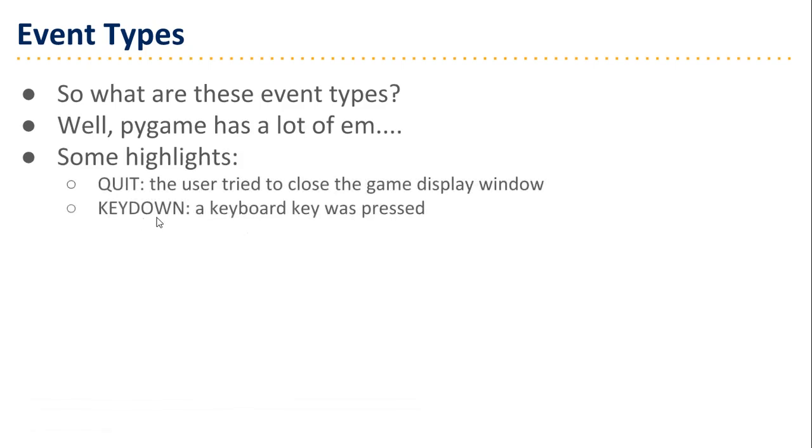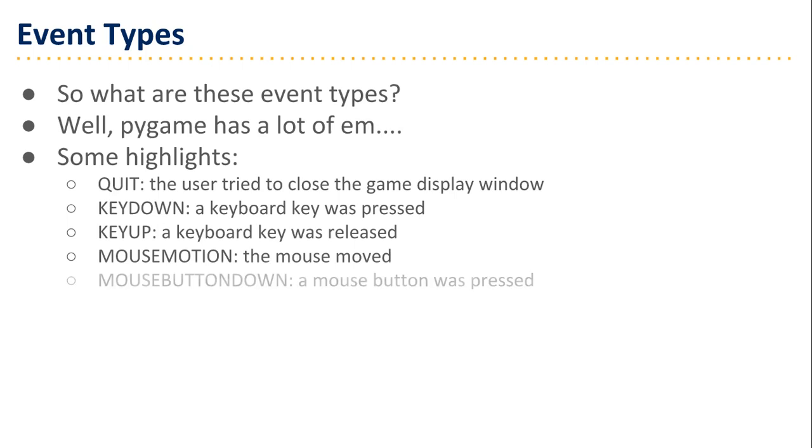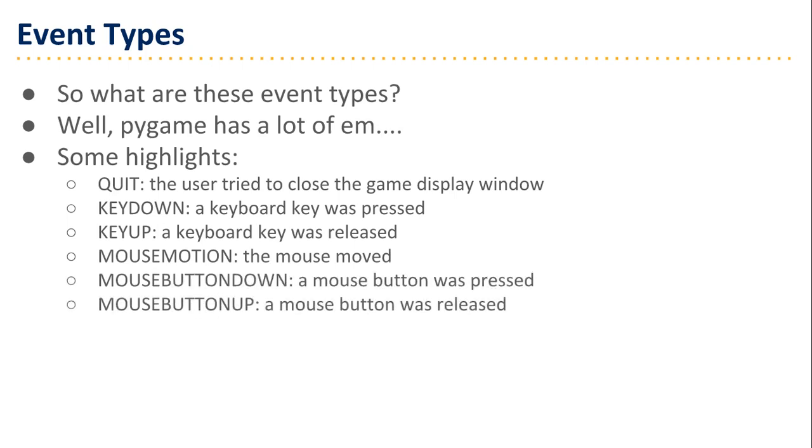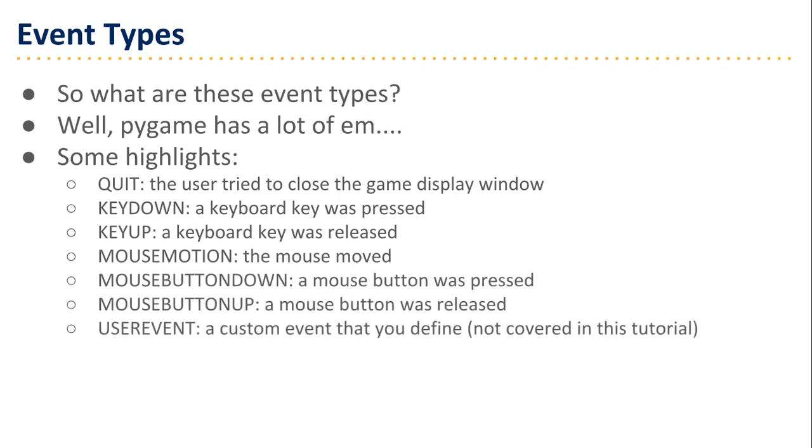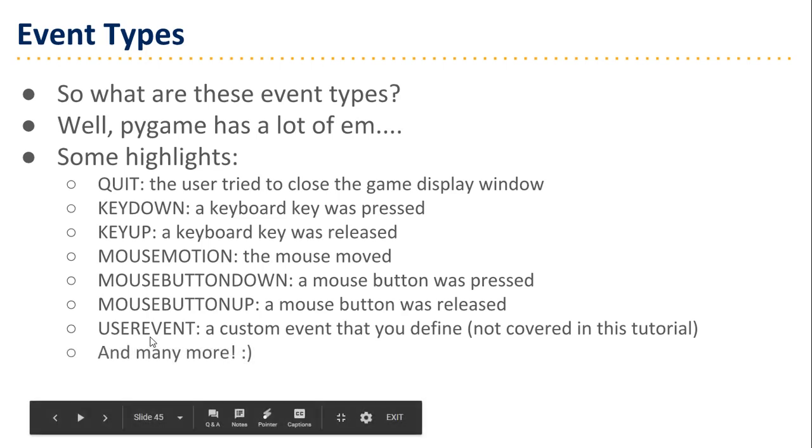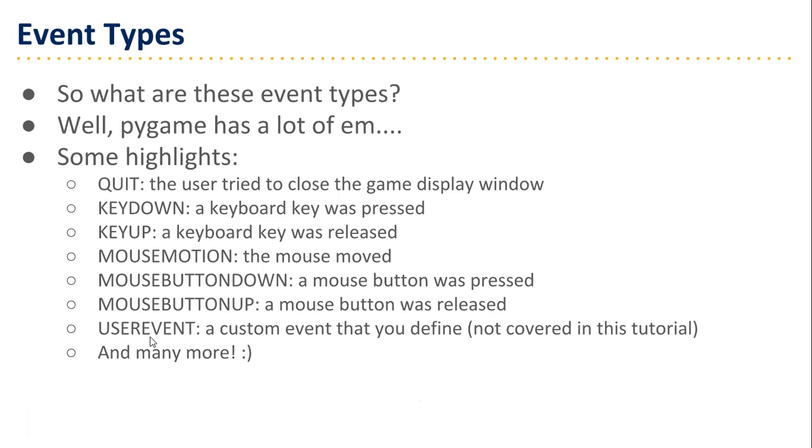Then there's a key down event, which means that a user pressed a key. There's a key up, which means a key was released. Mouse motion, the mouse was moved. Mouse button down and up for clicks on the mouse. A user event, which is a custom event that you can define if you want to have an event for some particular behavior that's relevant to your game. And I'm not going to cover that in this tutorial, but there's plenty of information online. And even many more events as well. For example, there's joystick events. If you plug in a joystick and move it left or right, there's built-in events that can handle that.